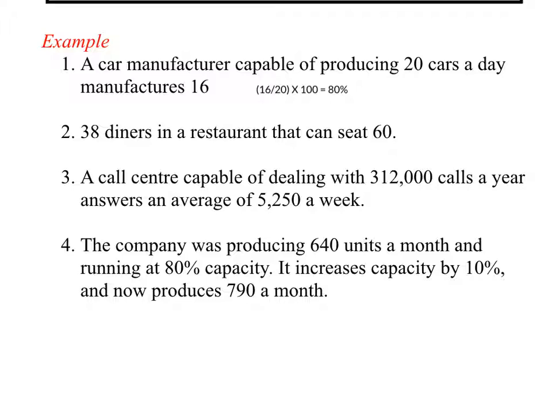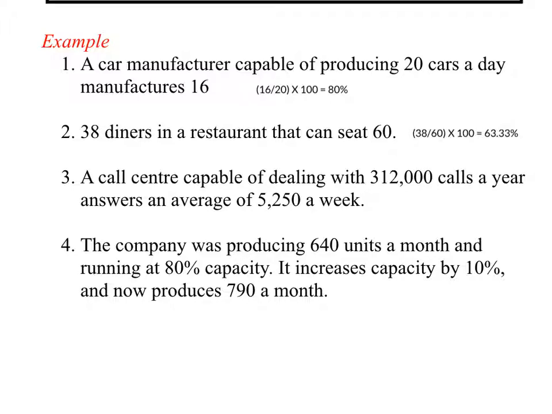So the first one, you've got a car manufacturer. They're producing 16, but they've got capacity to produce 20. 16 divided by 20, times it by 100 to get a percentage, and you've got 80%. Now, 80% is not too bad. I'd probably say it's quite a good number. Beyond that, it might start putting pressure on the car manufacturers. But at the moment, it suggests that they're utilising their resources quite efficiently, and therefore you could argue that their productivity rate is quite high.